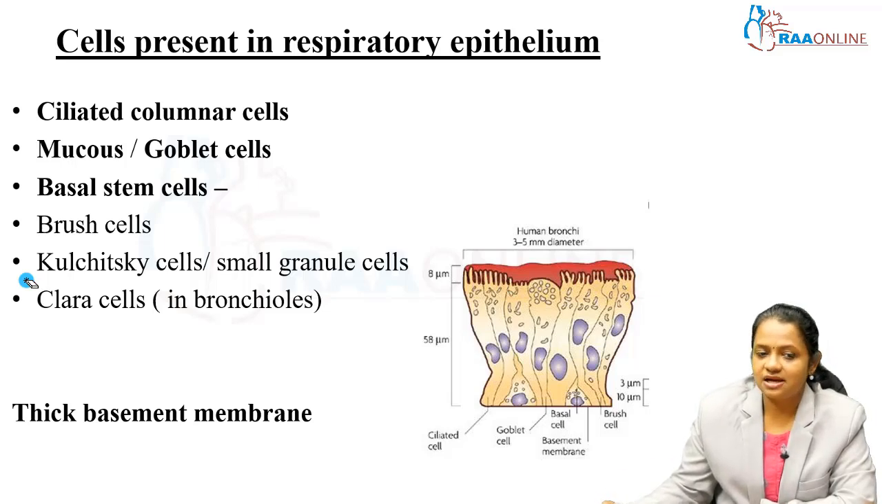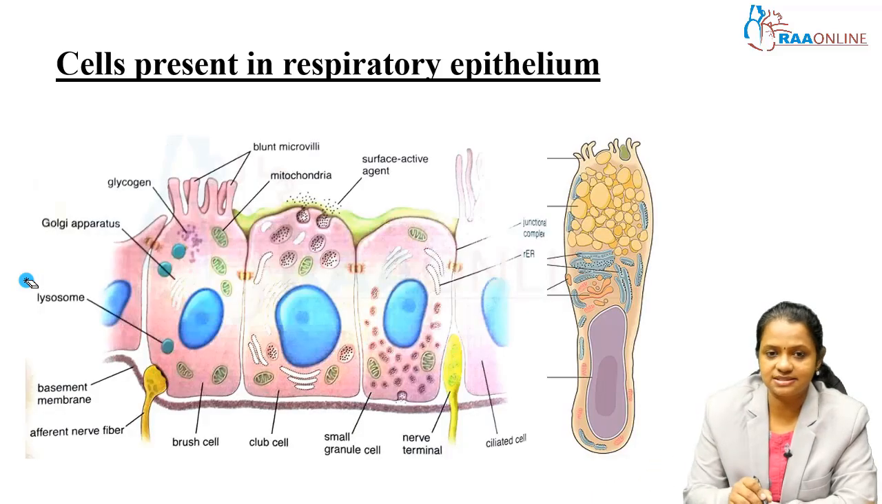All these cells rest on a thick basement membrane, which appears as a homogeneous pale staining substance in the H&E stain slide. So this is very characteristic of the trachea. Here you can see the various cell types. The predominant cell type is the ciliated columnar cell.